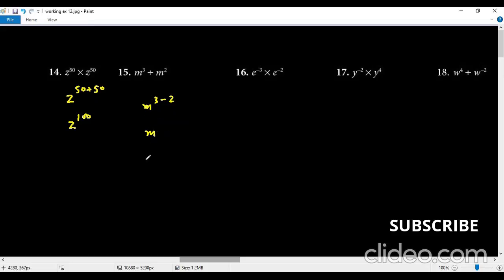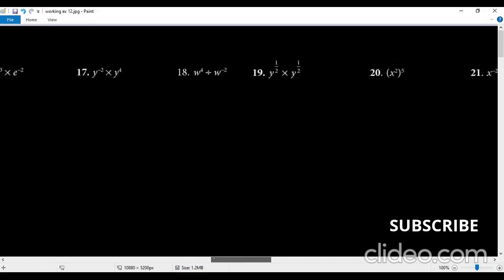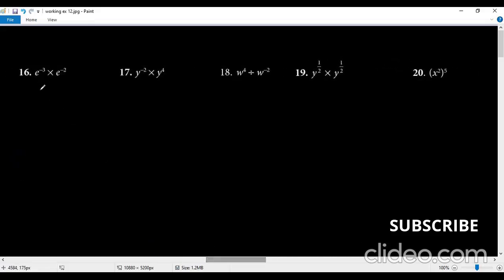There is another way to understand this question. For example, m is multiplying 3 different times, and it is divided by 2 m's. So if I cancel this one with this one and this, I will have a single m like this. So it's a better understanding of the question. Now comes question number 16. Numbers are multiplying, so powers are going to be added, and plus minus 2.